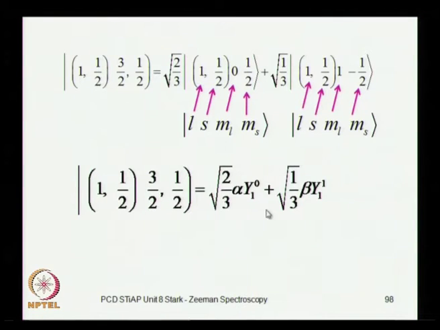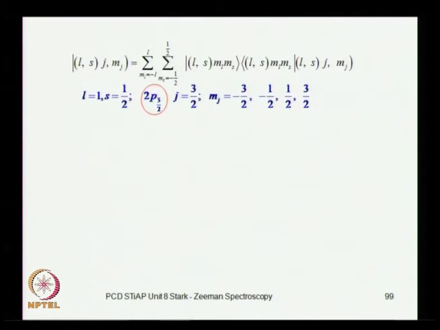So, you can write this as a linear superposition. This is of course the coordinate representation of this vector, but you can go from the Dirac notation to the de Broglie Schrodinger notation back and forth just by taking the coordinate representation of the vector. So, this is the linear superposition of the J MJ states.